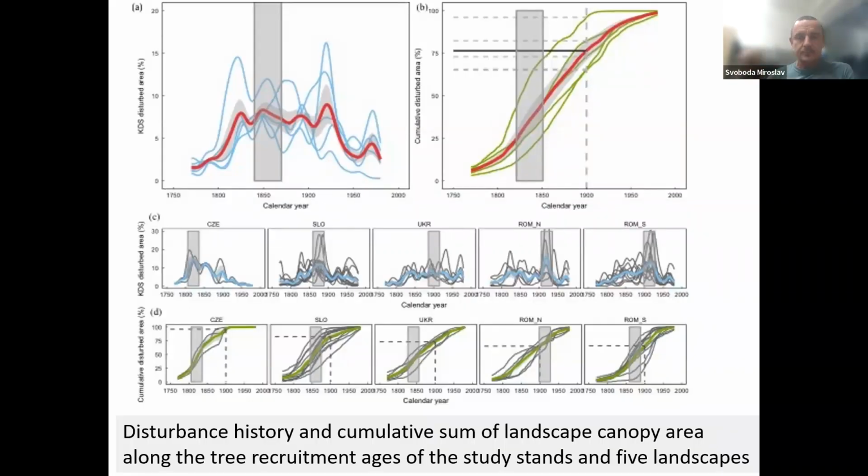And when we go to our results, in the middle panel you can see our 5 landscapes: Czechia, Slovakia, Ukraine, northern and southern Romania. This blue curve is the mean canopy removal area for a given region, and this upper panel shows the regional synchronization. So basically, we found the regional synchronization. For example, you can see that Slovakia has a very important period with a peak in canopy removal after 1850, while Ukraine and Romania had this peak much later. While, for example, in the Czech Republic, we find this peak in the beginning of the 19th century.